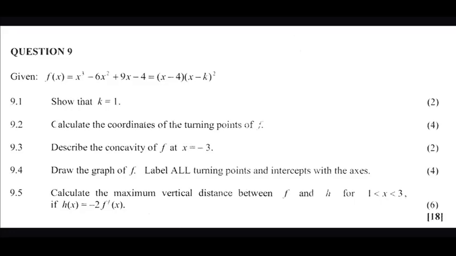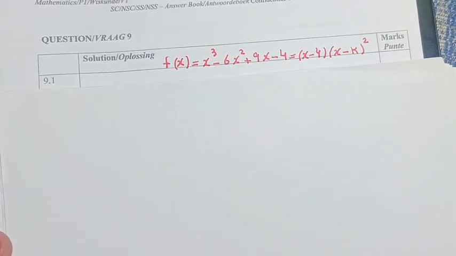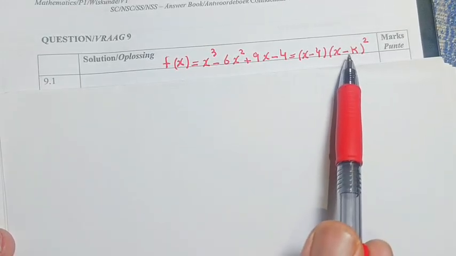The question says, given that f of x is equal to x cubed minus 6x squared plus 9x minus 4 is equal to (x − 4)(x − k) squared. The first question says, show that k is equal to 1. So the first question, and now (x − k) squared.